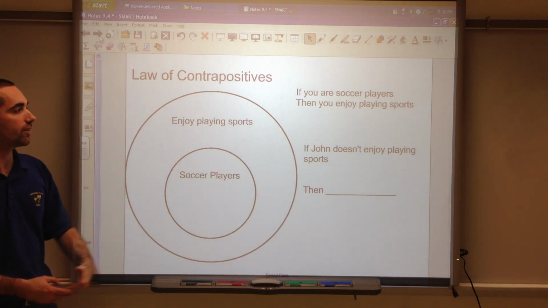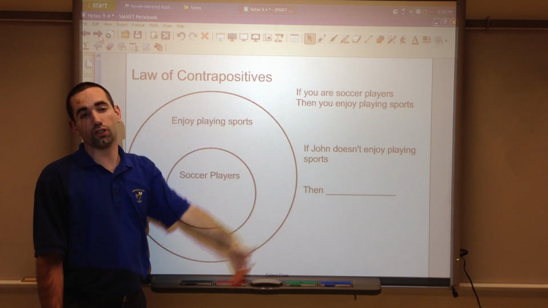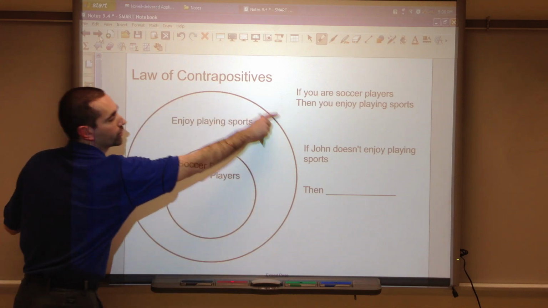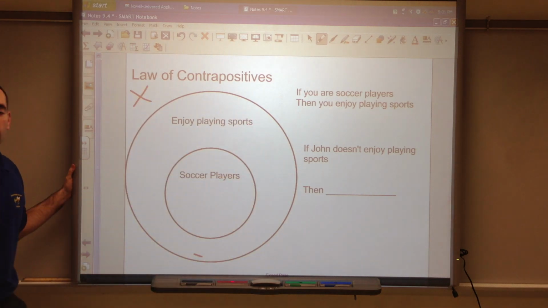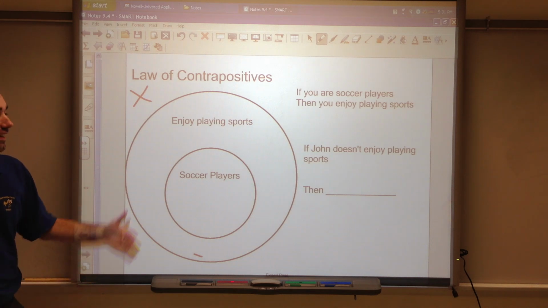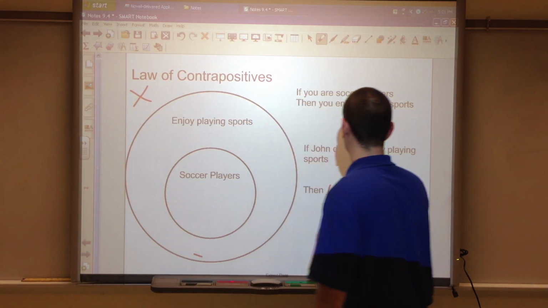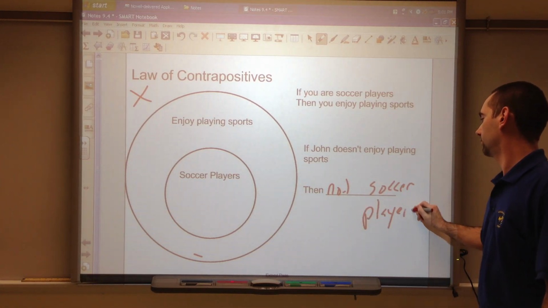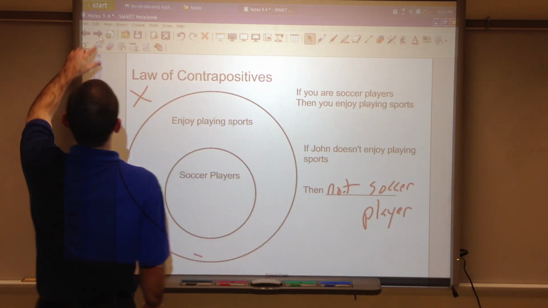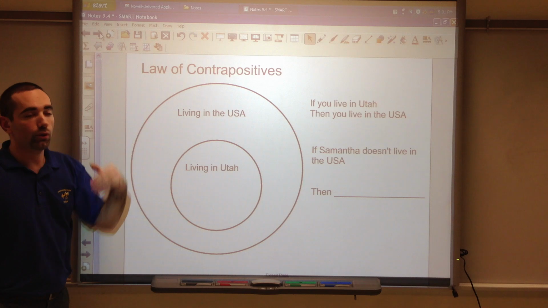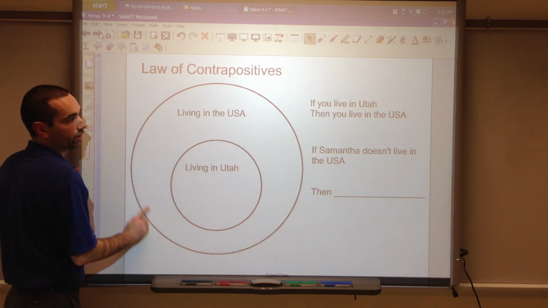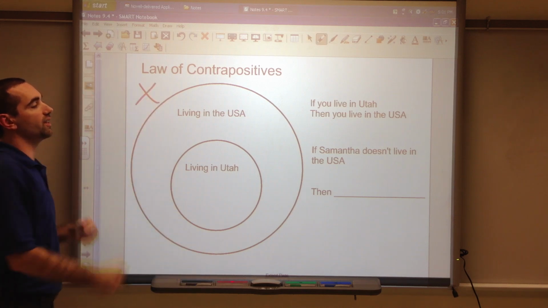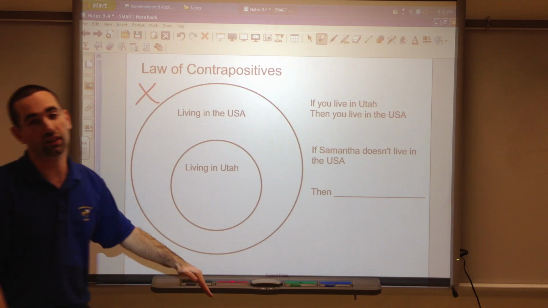Okay, law of contrapositive. If you're a soccer player, then you enjoy playing sports. John doesn't enjoy playing sports, so he's not in the sports circle. So he's outside the enjoy playing sports circle. So clearly, he's not a soccer player. If you live in Utah, then you live in the USA. Samantha doesn't live in the USA, so she's outside the USA circle. So clearly, she doesn't live in Utah.